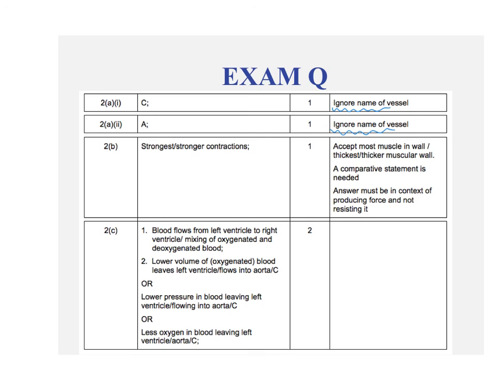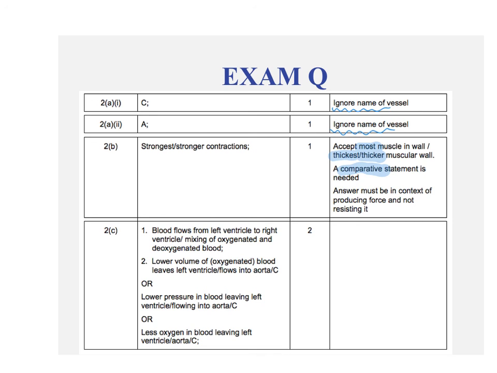For the second question, it was asking about why the left ventricle gives much higher pressure. You could have said because it's strong or strongest or stronger contractions. You could have also said that it's the most muscle in the wall, or that it's got the thickest or thicker muscle wall, but it has to be comparative. Okay, so you can't say it's got strong contractions. It's got stronger contractions. It was asking about the highest pressure, not just high pressure.